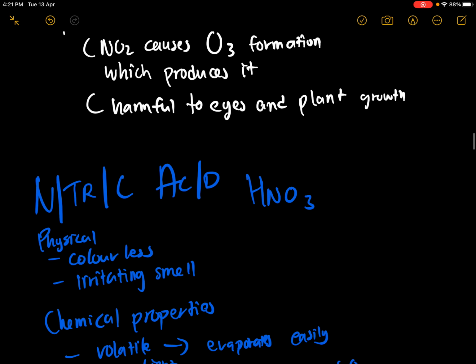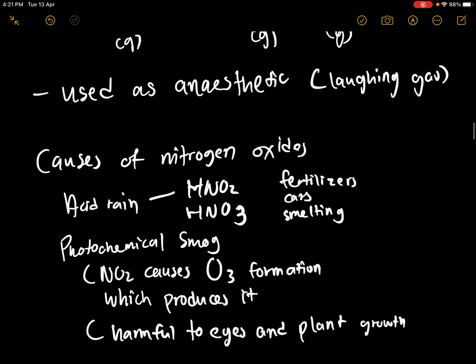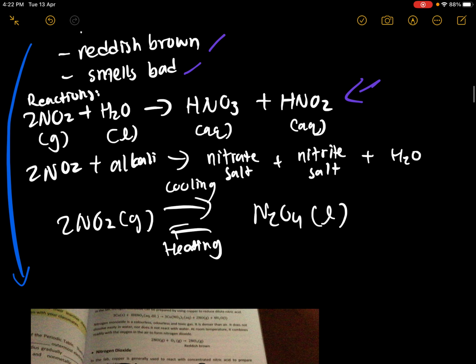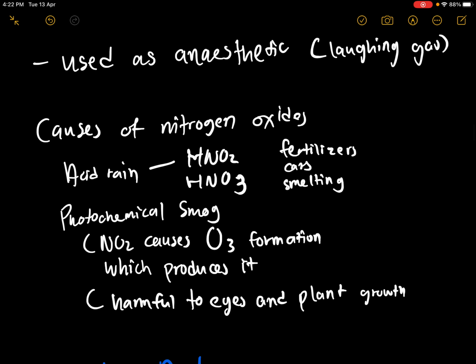There are also a lot of other nitrogen oxides, but what is the main thing that they cause? The main causes are acid rain and photochemical smog. Photochemical smog happens because nitrogen oxides cause the oxygen to go through some weird reactions, and they will form ozone. Ozone is where your haze comes from, and this ozone actually produces photochemical smog. So it will harm your eyes, it will harm your health, and it will also harm plant growth.